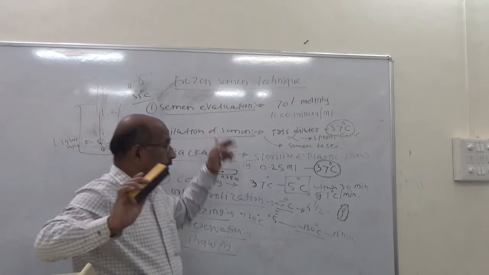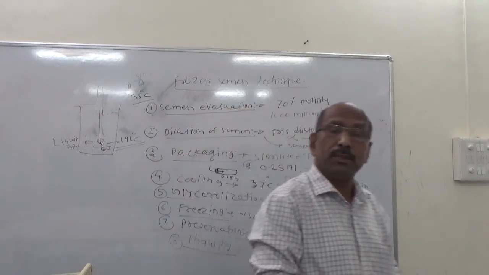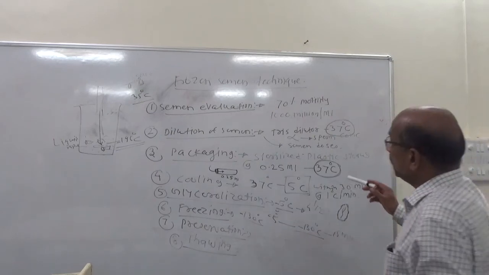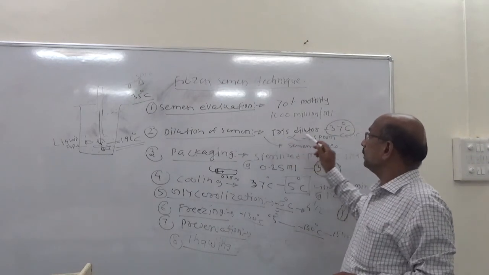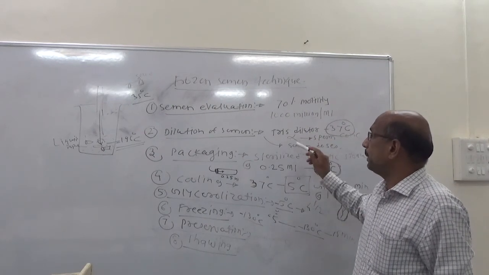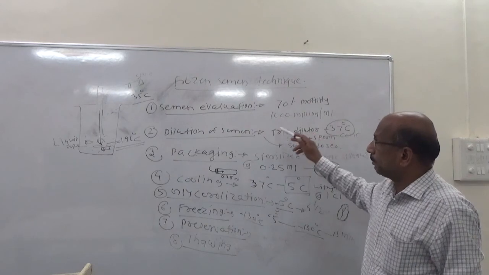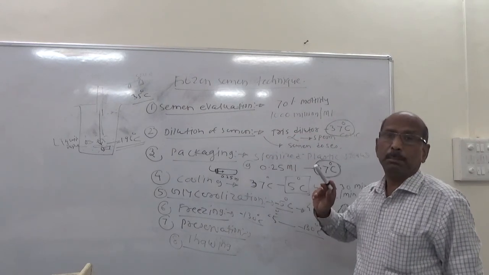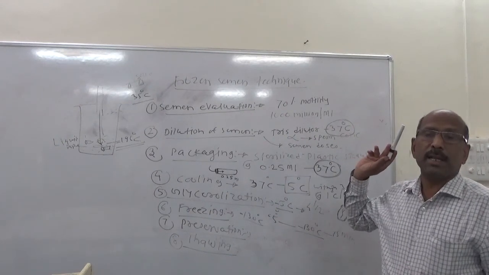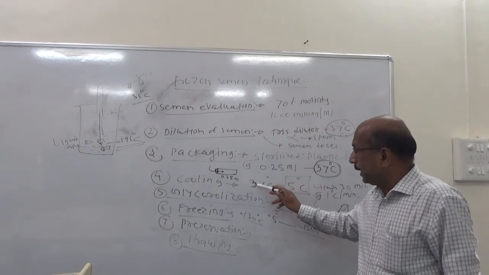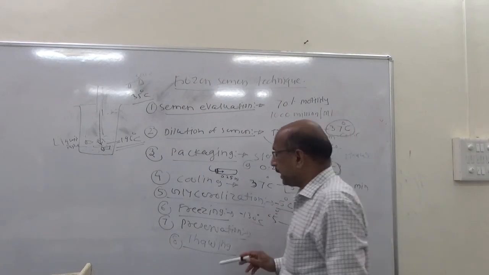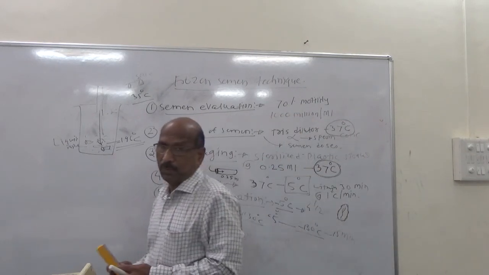So this is the frozen semen technique. First is the semen evaluation. After evaluation, next is dilution with the diluter, and the amount of diluter depends upon the sperm concentration. After dilution, packaging in 0.25 ml sterilized plastic straws, cooling, glyceration, freezing, preservation, and thawing. Thank you.